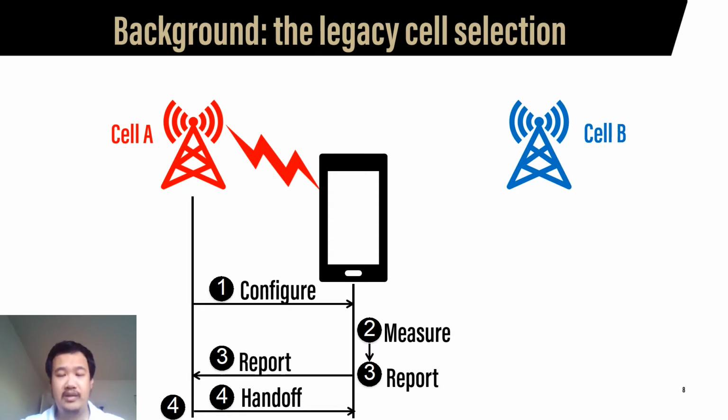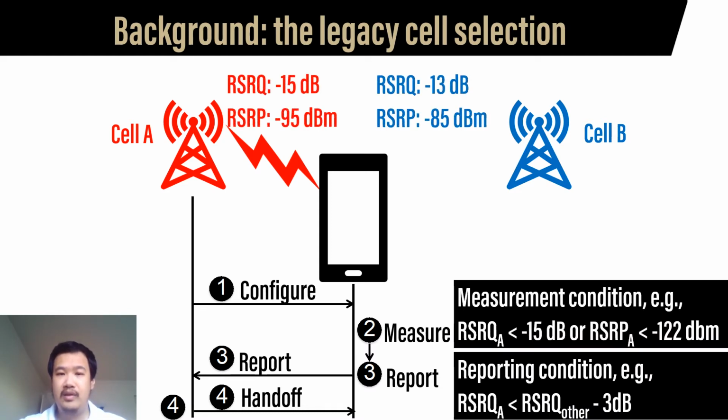Note that measurement and reporting are triggered only when the pre-configured conditions are met in practice. For example, the device measures the radio signal of other cells when the serving cell's RSRQ drops below -15 dB, or RSRP is weaker than another threshold. The device sends a measurement report back to the serving cell if there exists a cell which is 3 dB stronger than the serving cell. When these conditions are not satisfied, cell B will not be measured, or the measurement result will not be reported, and thus no handoff happens.